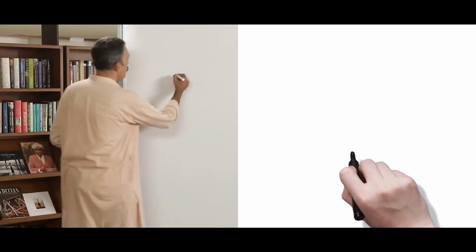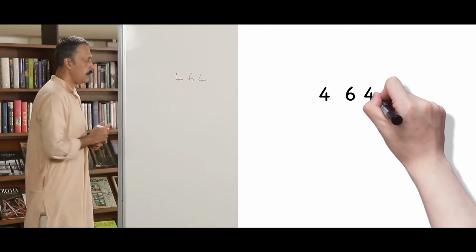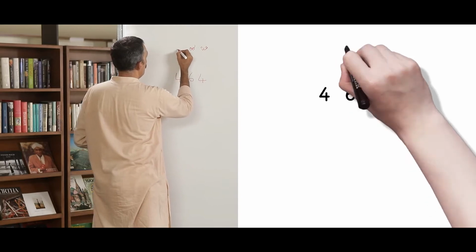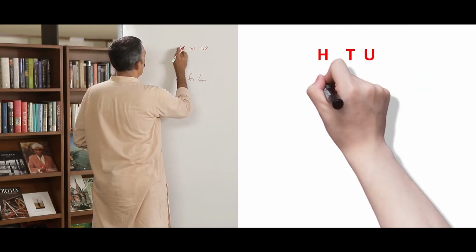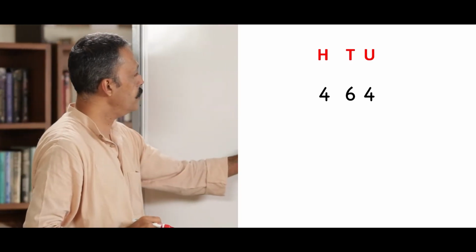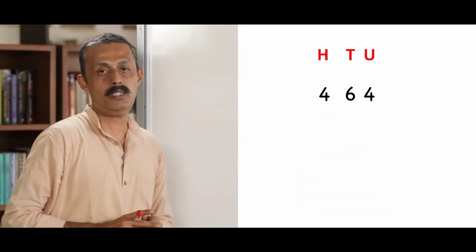Distributing means I have a big number here. I will distribute according to place value. Till now, we did not use place value. Now, let me write it down. 464. This is the units place, this is the tens place, and this is the hundreds place. Where should I start distributing from? Should I start from units or from tens or from hundreds?